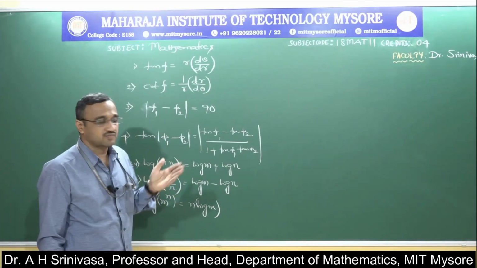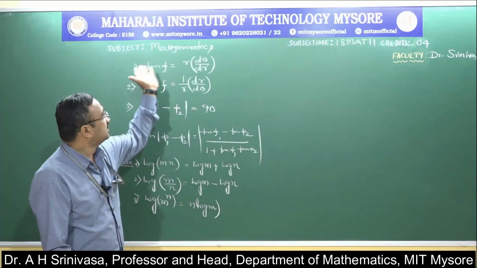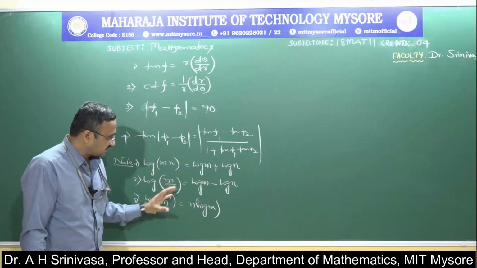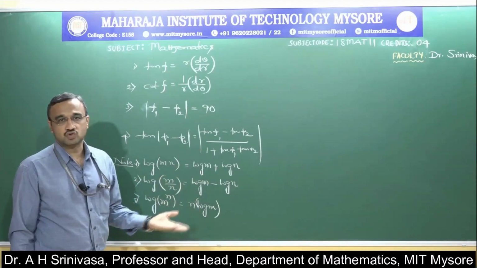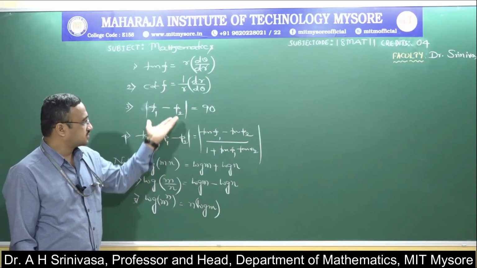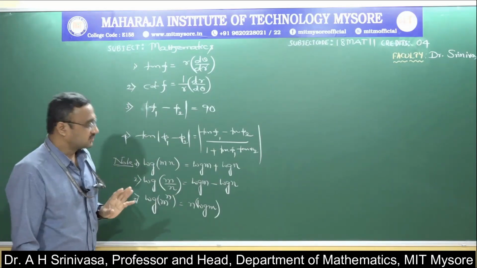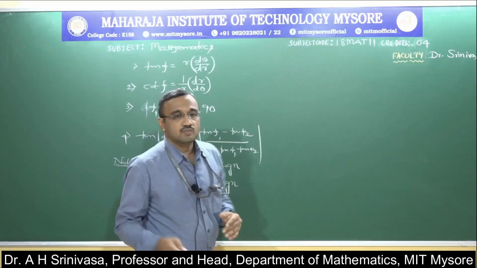I am going to solve some problems using the concept of the angle between the radius vector and the tangent. These are the three major formulas we use to solve the problems using this concept. And also remember all these things. Then after that, we will go on to some problems.